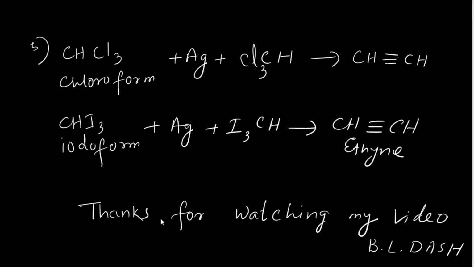Then come to the 5th method, where you take chloroform. Chloroform, very important. What is the formula? CHCl3, which is very dangerous to the nervous system also, and it acts as anesthesia. Here, with silver powder, Cl3CH gives acetylene. Similarly, iodoform, when treated with silver, I3CH gives ethyne. So these are the methods of preparation of alkyne. I hope it is clear to you.